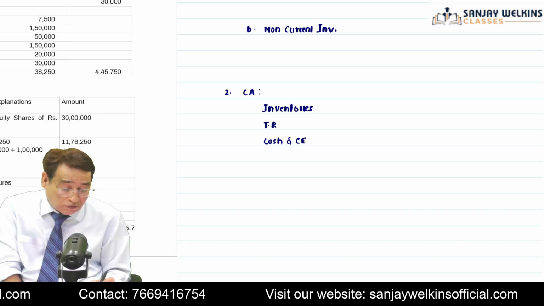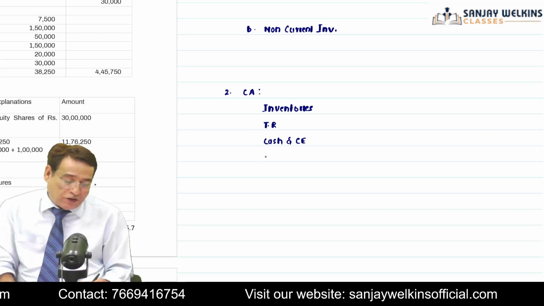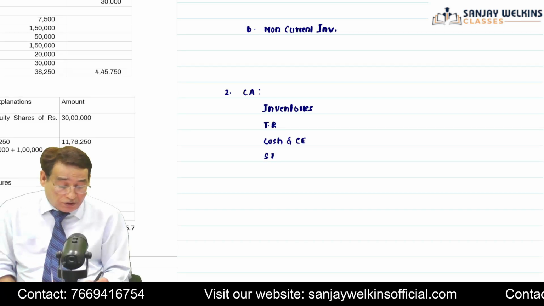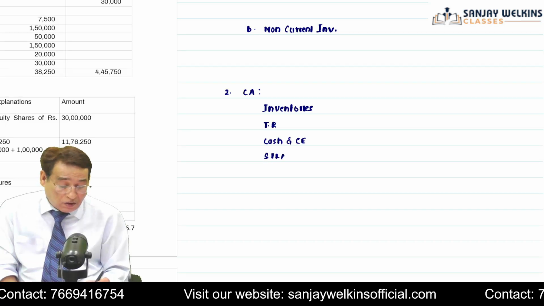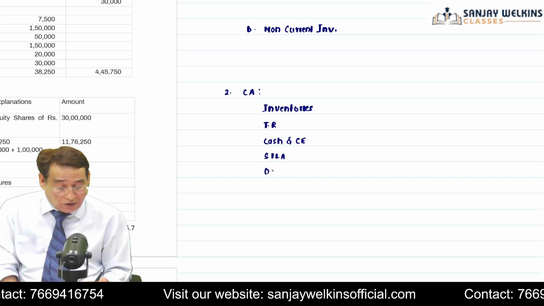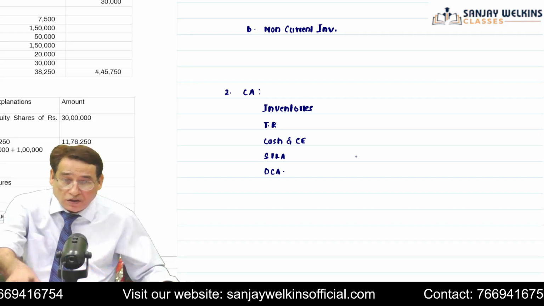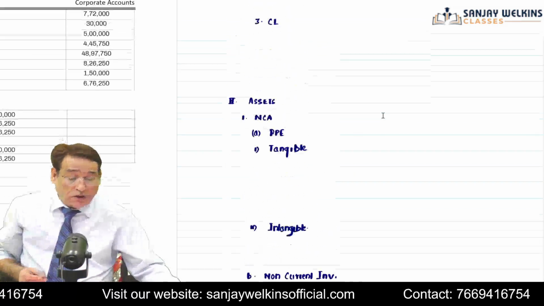CE, cash equivalent. Depending upon whether any short-term loans and advances are given or not, short-term loans and advances. And finally, other current asset, OCA. Is it clear to you? This is how I need to draw the balance sheet.